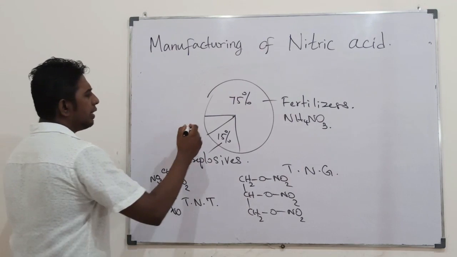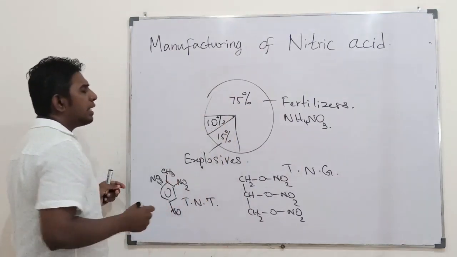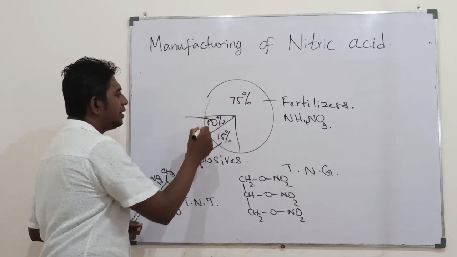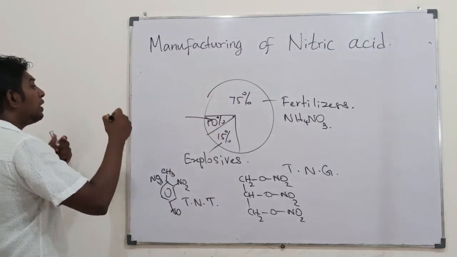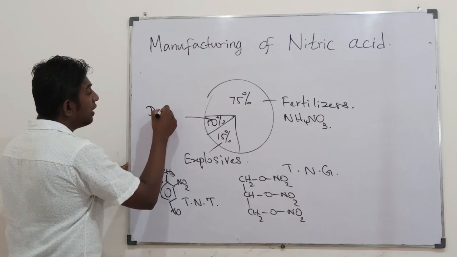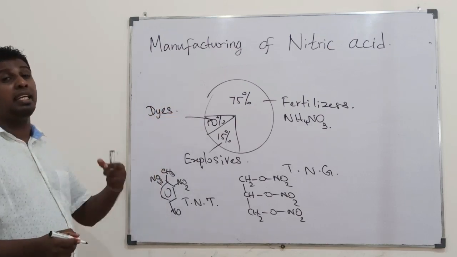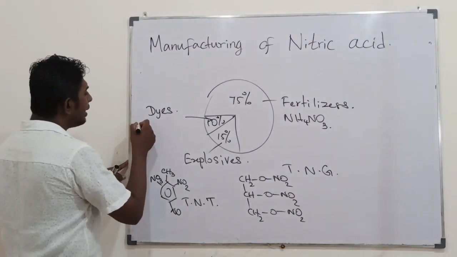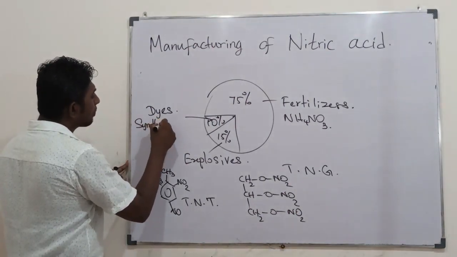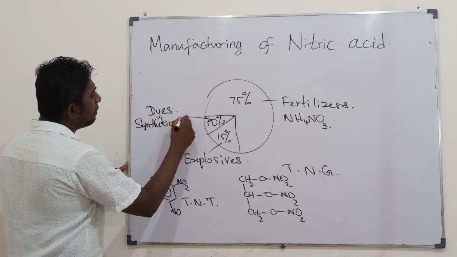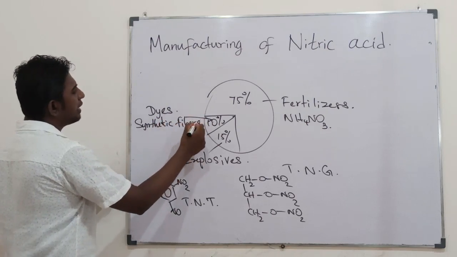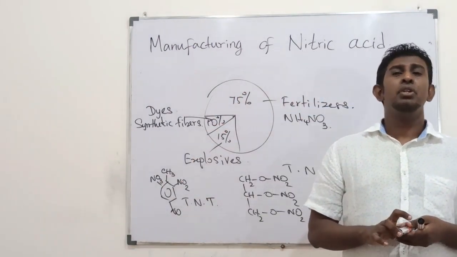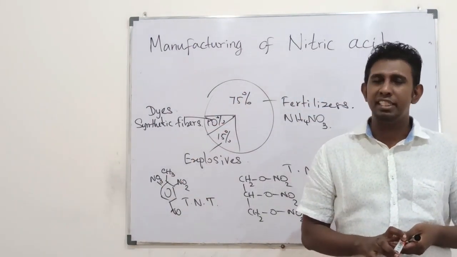Then students, the rest of the applications could be seen having this 10% would be used for all the other applications. Manufacturing of dyes: azo dyes are manufactured using nitric acid. Then it is synthetic fibers. What are the synthetic fibers? Those are polymers that you manufacture with the support of nitric acid, actually.